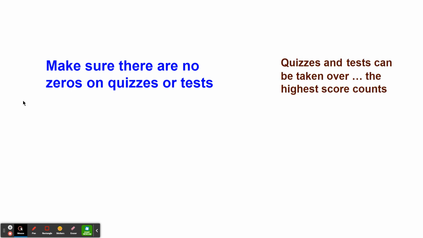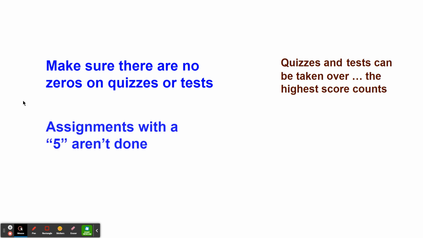Students all know that quizzes and tests can be taken as many times as they want, and the highest score counts. But some students haven't taken quizzes at all. So that means they're stuck at a 0. Also, if you see any assignments that have a 5, that actually means that they haven't been done. So they can still do them and turn them in and get full credit.